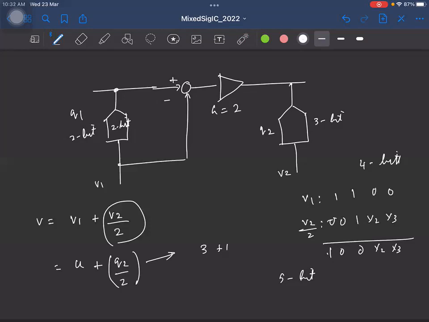Now it's no longer trivial. You can't just simply concatenate. You have to add with 1 bit of overlap. And since we have this 1 bit of redundancy, although the output has 5 bits, if you look at the output codes, it will have only 16 unique codes. That is 2 power 4 codes. That's all.